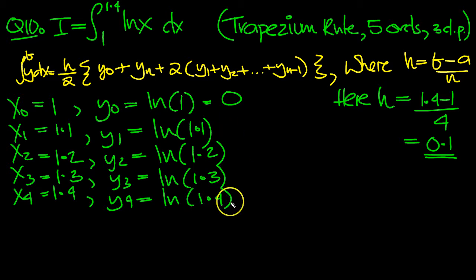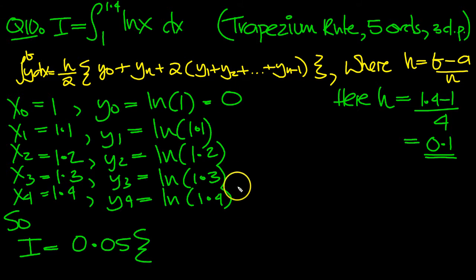In this case, rather than evaluate these as 5 decimal places, which would be sufficient to get an answer to 3dp, it's easier to just write these down explicitly rather than the decimal equivalents. So the integral then, in this case, will be h over 2. h is 0.1. 0.1 over 2 is 0.05.